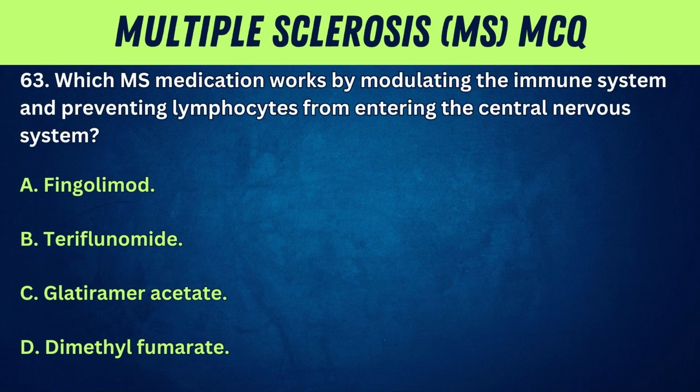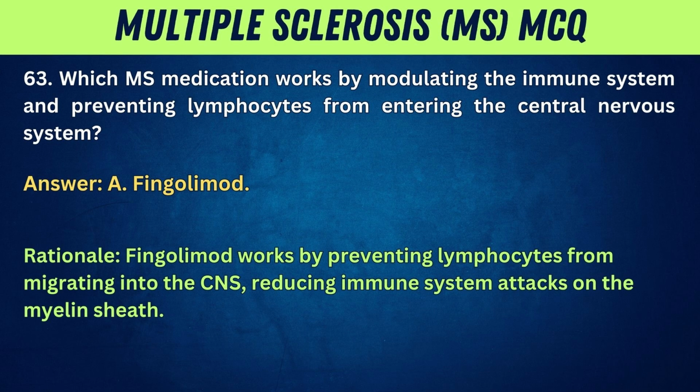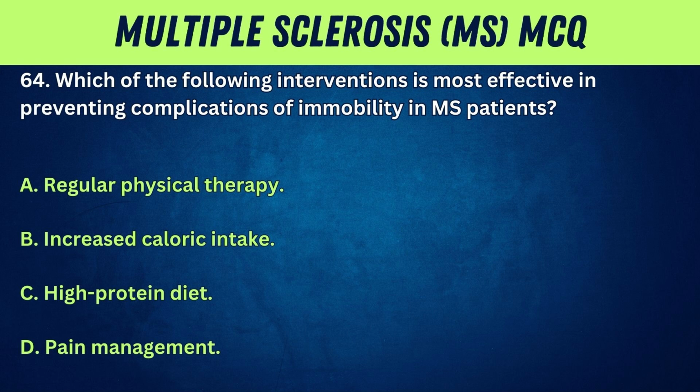63. Which MS medication works by modulating the immune system and preventing lymphocytes from entering the central nervous system? A. Fingolimod. B. Teriflunomide. C. Glatiramer acetate. D. Dimethyl fumarate. Answer: A. Fingolimod. Rationale: fingolimod works by preventing lymphocytes from migrating into the CNS, reducing immune system attacks on the myelin sheath. 64. Which of the following interventions is most effective in preventing complications of immobility in MS patients?